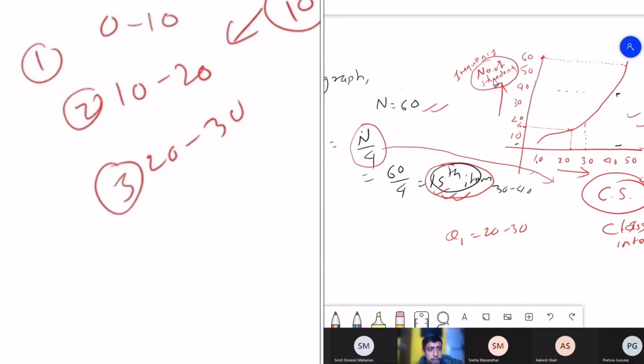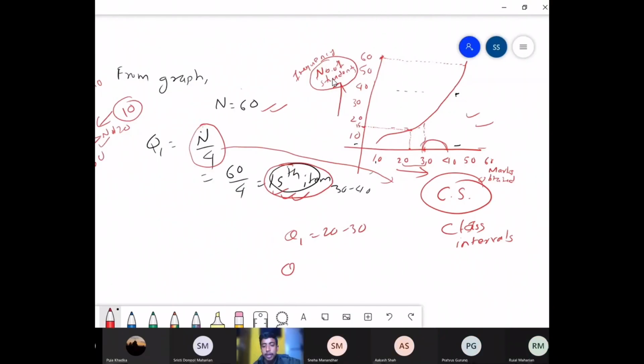This class interval 0 to 10 means this interval contains the values from 0 to 10 but not 10. Okay, this contains from 10 to 20, it includes 10 as well, up to 20 but not 20. Remember. Okay, so if you got 30 over here, this 30 should not lie in 20 to 30, it should lie in 30 to 40. Careful. Okay, therefore your answer is Q1 equals 30 to 40.